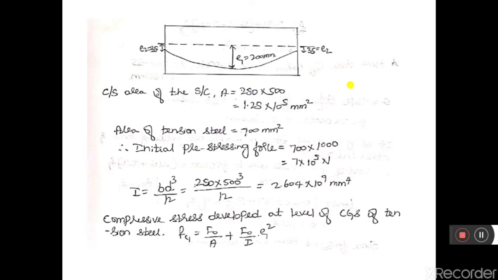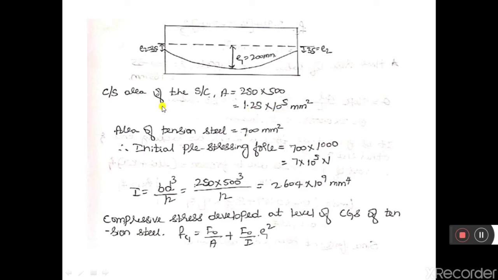We need the moment of inertia, the cross section area of the beam, and the compressive stresses developed in the concrete with respect to the CG of the cable. So first let us calculate this data. Firstly, the cross section area of the beam, A, is equal to 250 into 500, which is 1.25 into 10 to the power of 5 mm square.